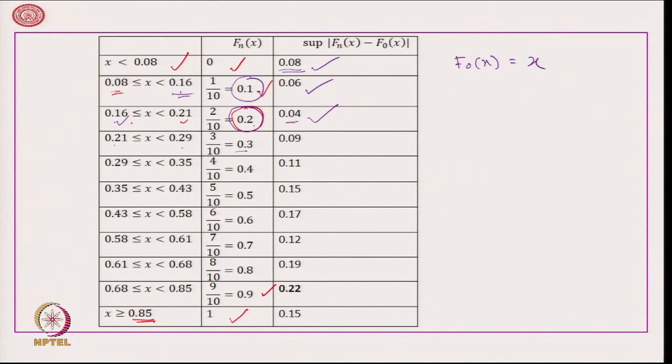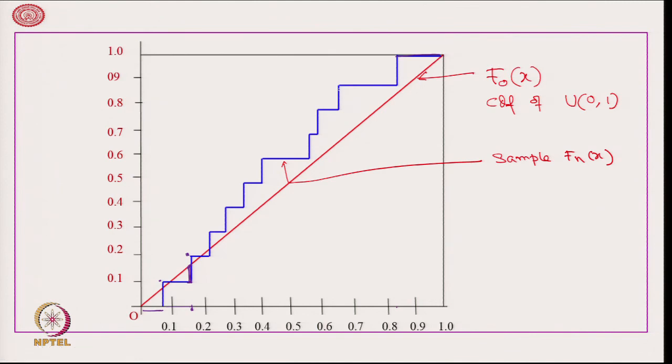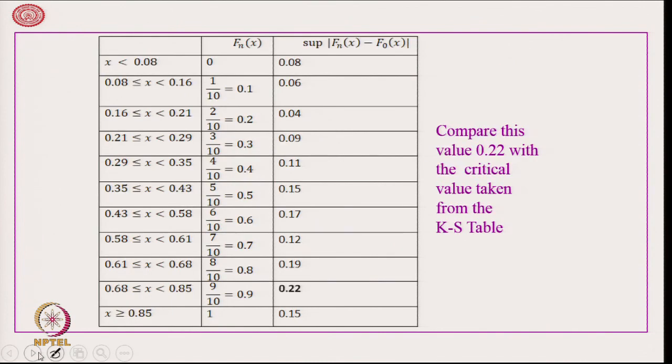For 0.21 to 0.29, the value is 0.3, therefore the supremum of the difference is 0.3 minus 0.21, that is 0.09. Like that, we have computed all of them and we have got the maximum value to be 0.22. Now, if we look at the graph, we will find that the maximum value is coming here. So, this is the maximum difference, which is coming out to be 0.22. So, the statistic for us is going to be 0.22.